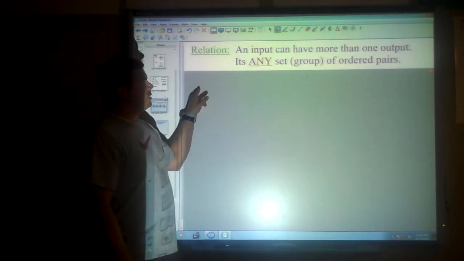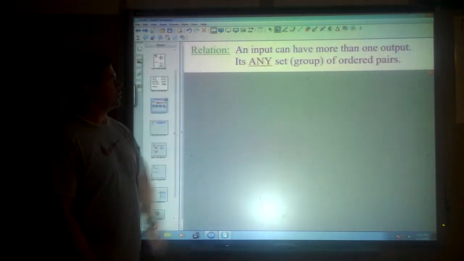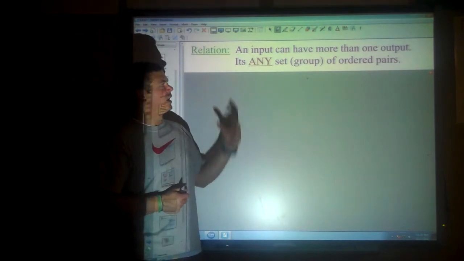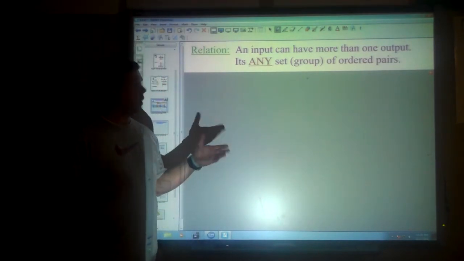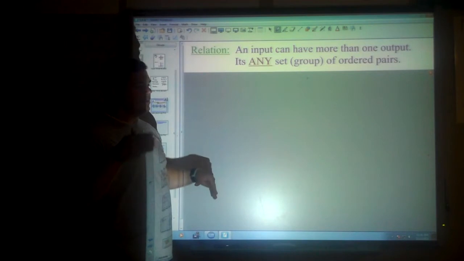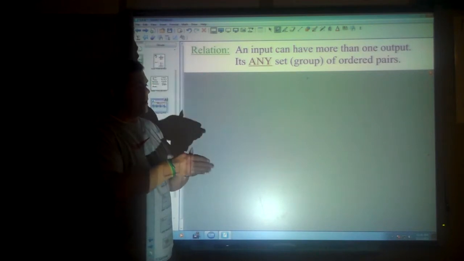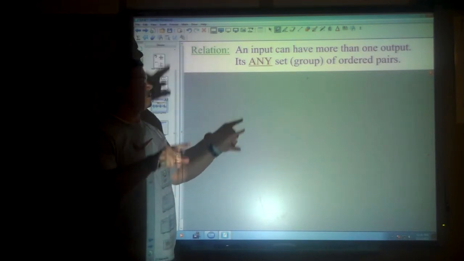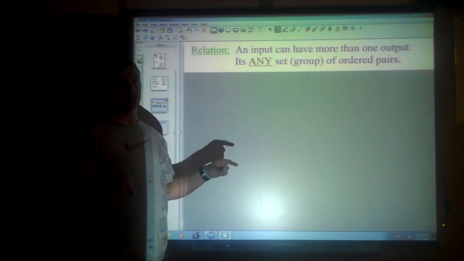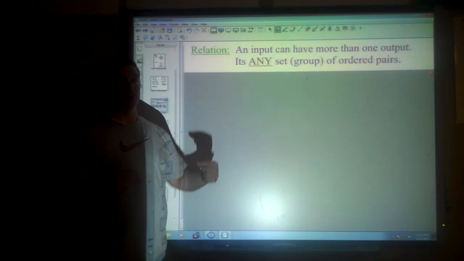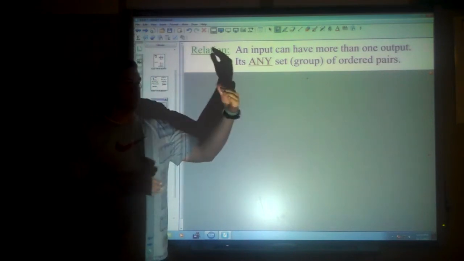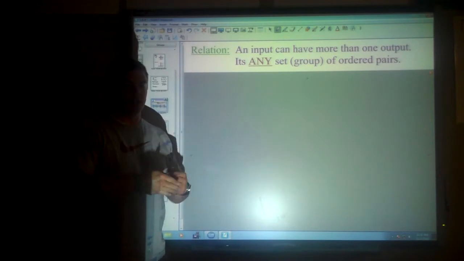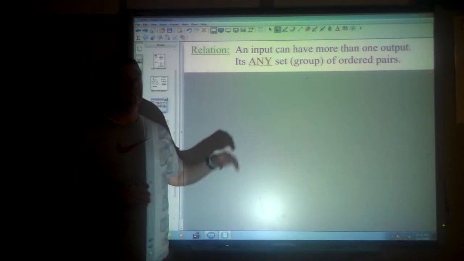So when we talk about a relationship or a relation, it's an input that can have more than one output. Anytime you stick a number in, it's possible that that number could have different types of outputs. Now, before we talked about functions, and that wasn't the case. If a number went in, it always produced the exact same number out. This is not a function.